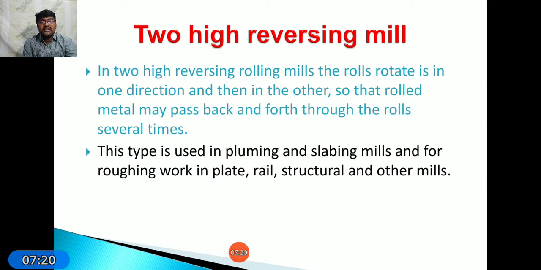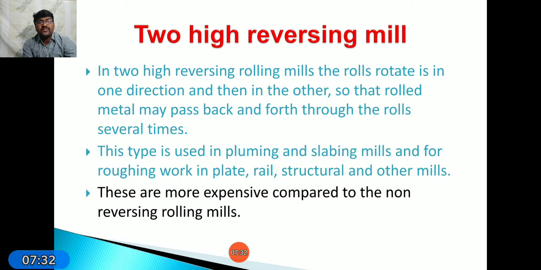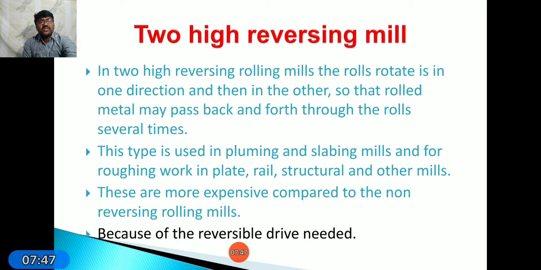Next, this type is used in plumbing and slabbing mills and for roughing work in plate, rail, structural and other mills; we are using the 2 high reversing mill. Next, these are more expensive compared to the non-reversing rolling mill because we are using a separate setup for rotating in the reverse direction. Because the reversible drive is needed, the cost will be increased.